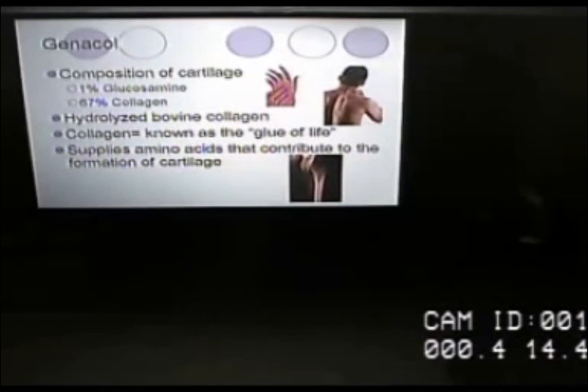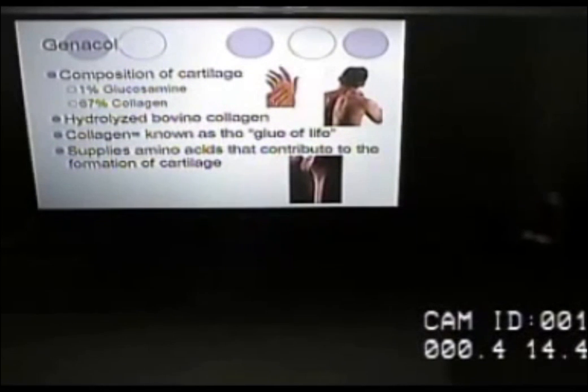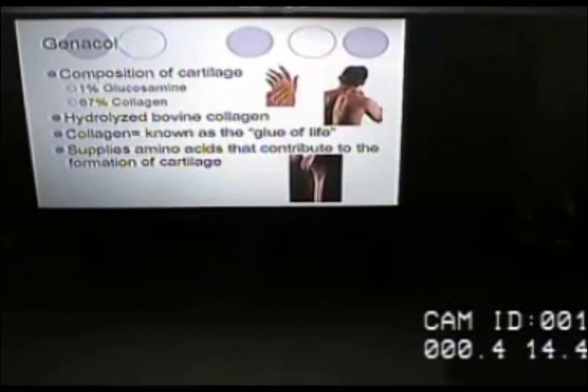Genicol is a newer one that we brought on last year. This one actually is a collagen product. It's a hydrolyzed bovine collagen. What they were saying in their brochure is, why would you want to do something like glucosamine, because only 1% of the cartilage in the body is comprised of glucosamine and 67% of it is collagen. And there's also a tremendous amount of other benefits with the collagen, with the skin and whatnot too. So this is one that I have recommended to a lot of people as well, and seeing great benefits for a variety of different things.